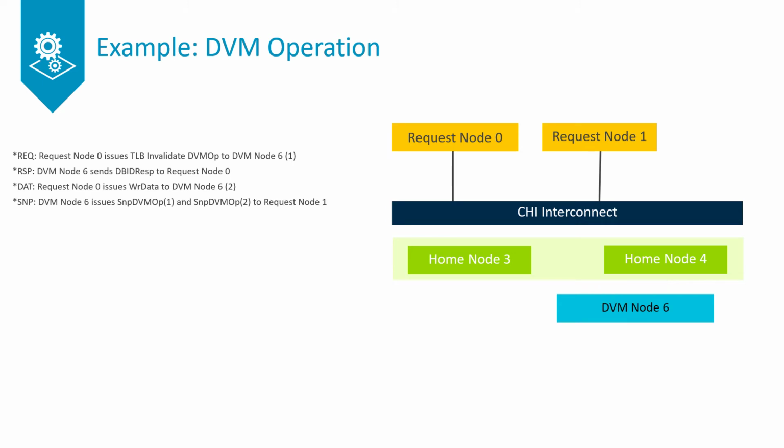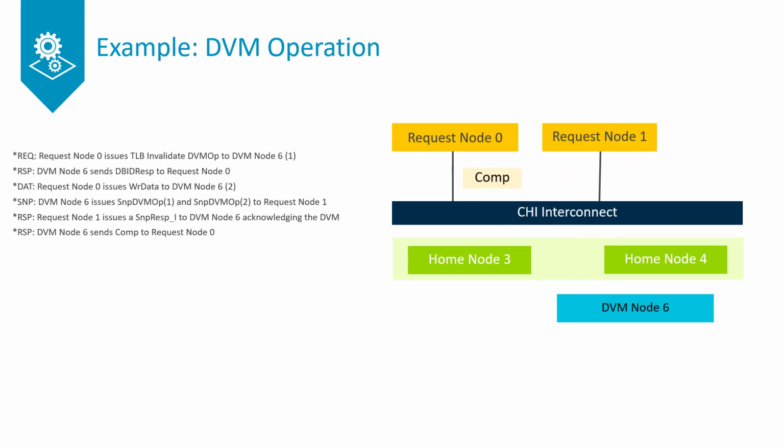And when the DVM node receives the second part of the DVM message, it issues the two DVM snoops to request node 1. Request node 1 acknowledges the DVM by sending a snoop response to the DVM node. The DVM node receives the snoop response and issues a completion message to request node 0.